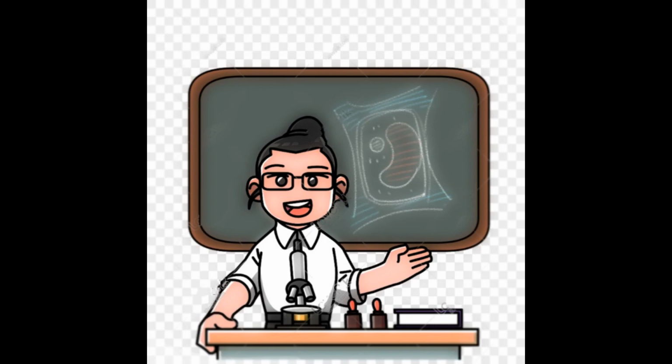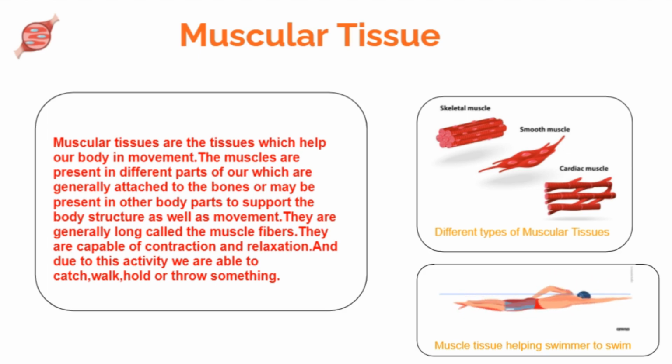First of all, let us start with the explanation of the topic muscular tissue. Muscular tissues are the tissues which help our body in movement. The muscles are present in different parts of our body which are generally attached to the bones or may be free or may be attached to some other parts to support the body structure as well as movement. They are generally long, fiber-like cells called the muscle fibers. They are capable of contraction and relaxation, and due to these activities we are able to catch, walk, hold or throw something.